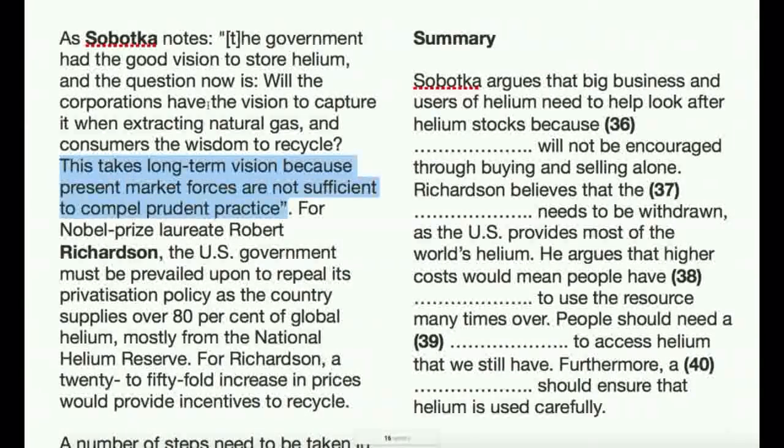This takes long-term vision because present market forces are not sufficient to compel prudent practice. So it's more possible it's here. They're talking about market forces, and in here they're talking about buying and selling.